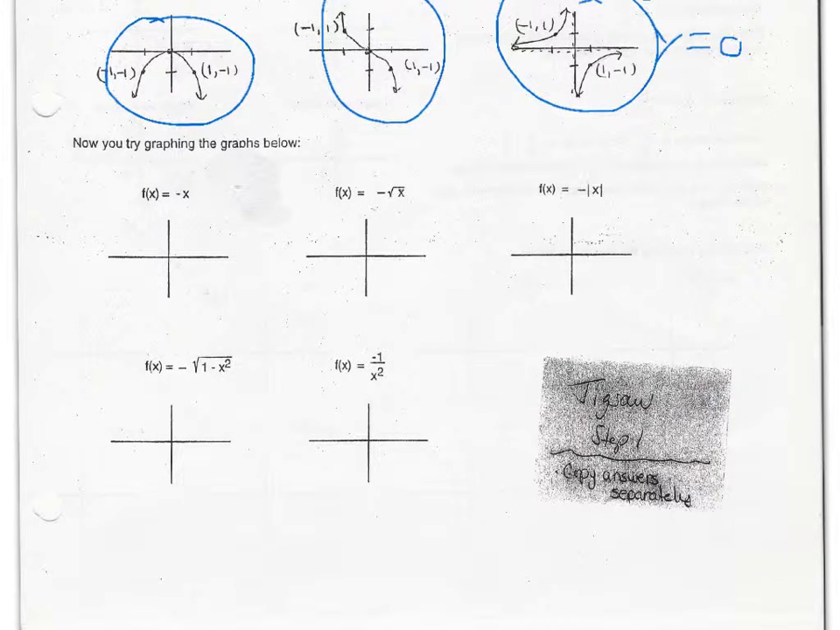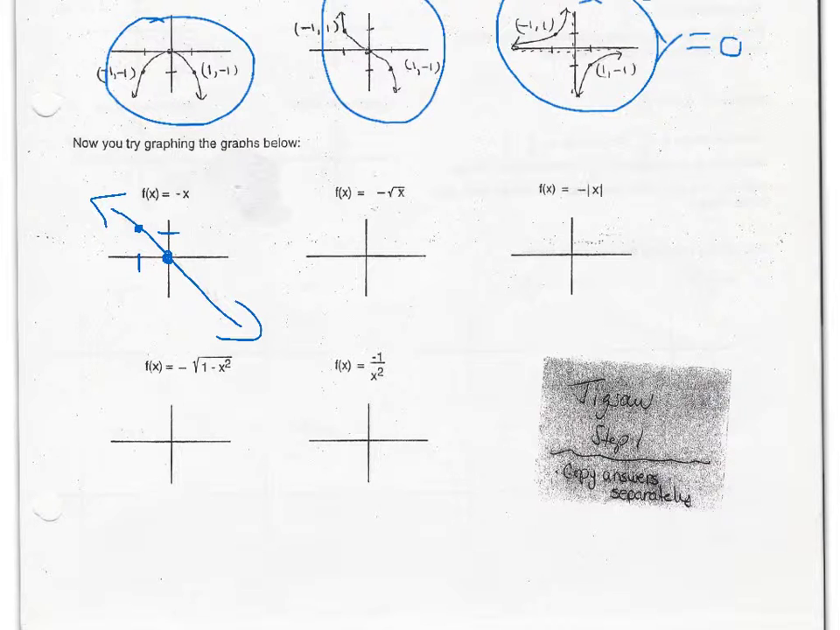Alright, let's go -x. Now this is an easy one. We really don't have to concern ourselves with how it flips. For -x, the y-intercept is at 0, and our slope is -1, so we could go up 1 to the left 1. So we have this point, and then we know the line just goes down left to right.